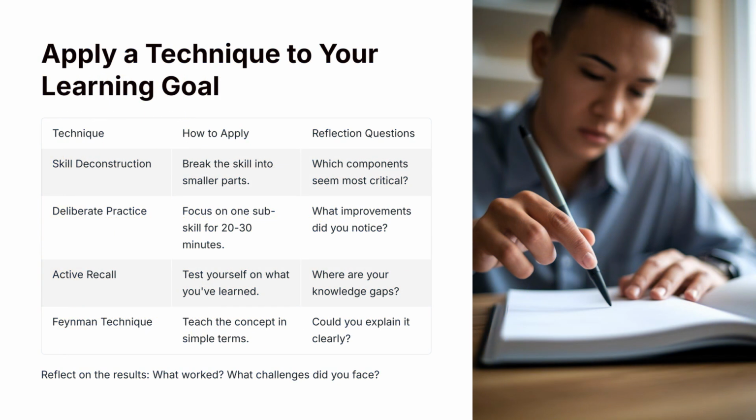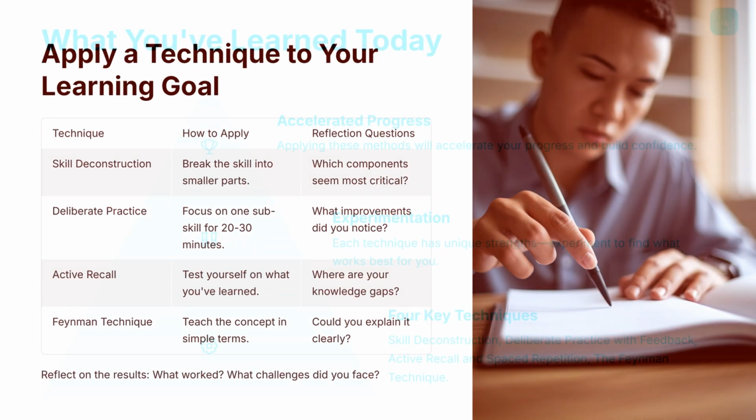Now it's time to put these techniques into action. Choose a skill you're working on and apply one method. For example, if you're learning graphic design, start with skill deconstruction. Break it into sub-skills like mastering software, typography, and layouts. Schedule a deliberate practice session to focus on just one sub-skill, like creating balanced layouts. Afterward, reflect on your progress and adjust as needed. Applying these techniques transforms theory into practice.